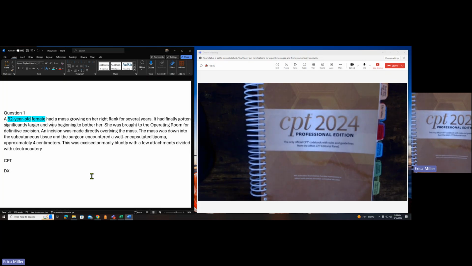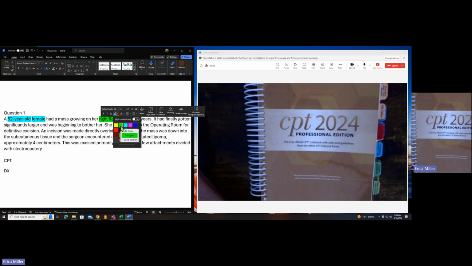All right, so let's see what I got going on next. Oh, she has a mass. Okay, so she's got a mass growing. Where's it growing at? All right, on her right flank. Okay, so that's the next item I'm going to highlight. And this is my location of the problem, okay? The right flank. So where are your flanks? When you're looking down at your torso, your flanks are on the sides of your torso, okay? And so this particular mass is on the right side flank or side of her torso.